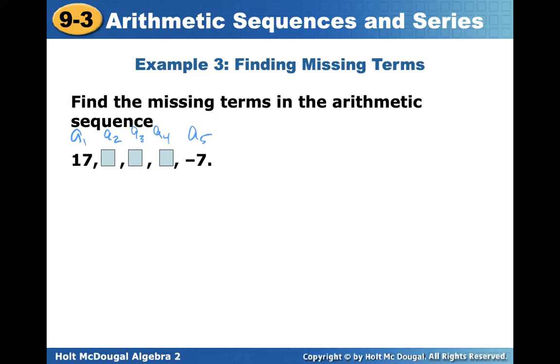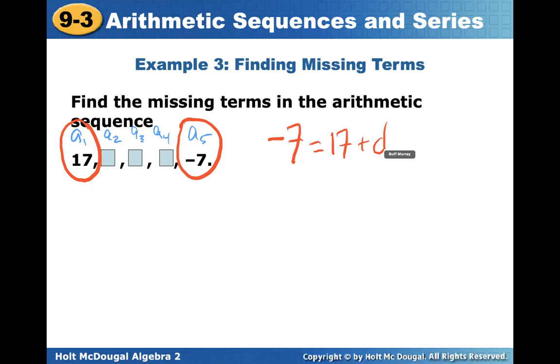Now, if I know those two, think about what this type of arithmetic sequence is. We said it's a line, right? Do I know 2 points on the line? I do, don't I? All right. So here's how I would do this. You might do it a little bit differently. I would say -7 should be 17 plus the difference, which I don't know right now, times 5 minus 1. Isn't this the fifth term?